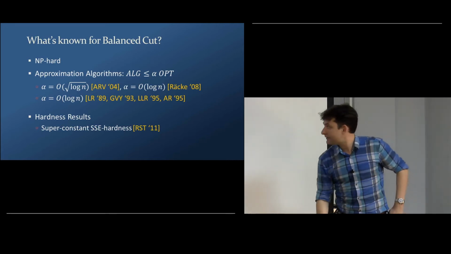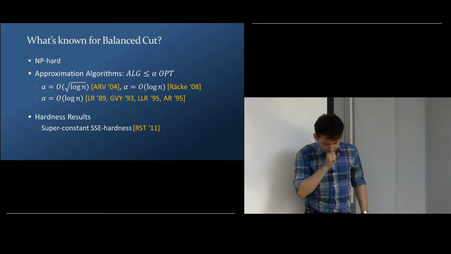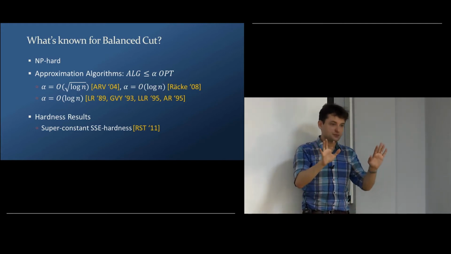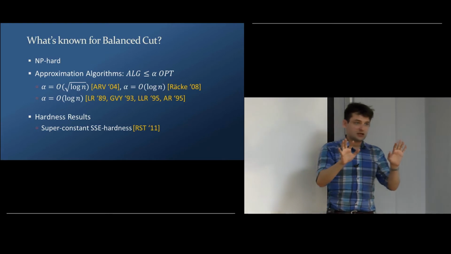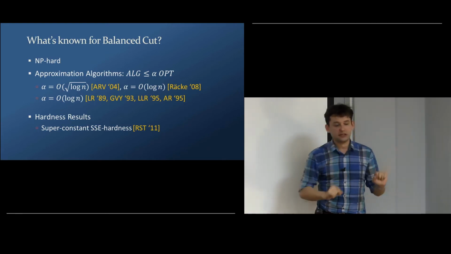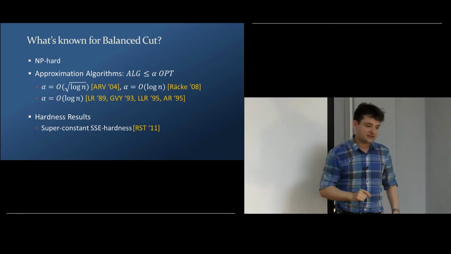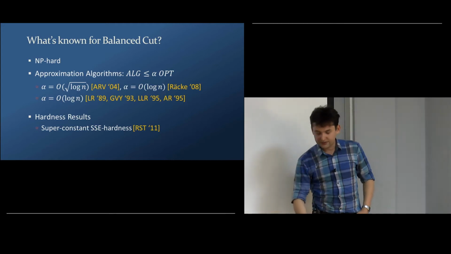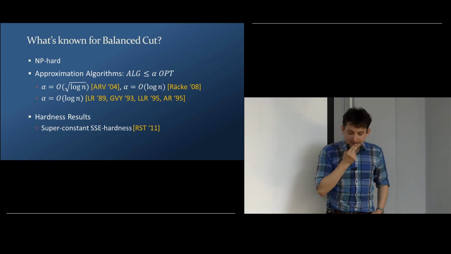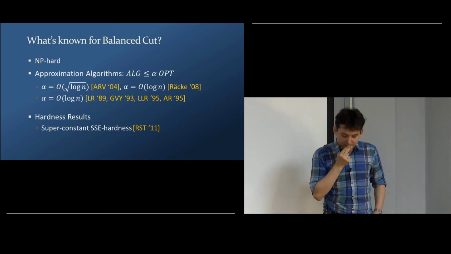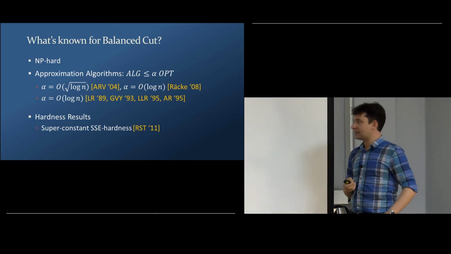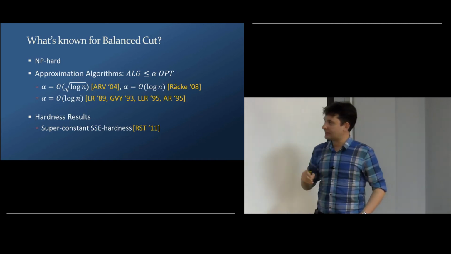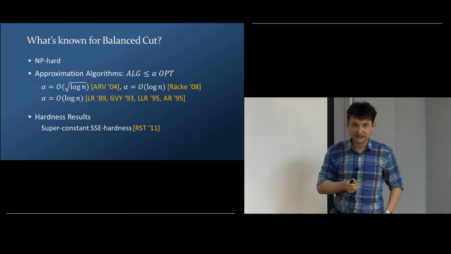Let me note that if we care about partitioning the graph into exactly two equal pieces, so we want those pieces not to be approximately balanced, but to be of exactly the same size, then the best algorithm, due to Räcke, gives log n approximation. And a natural question again is whether we can do better, whether we can get maybe a constant approximation instead of square root log n approximation.